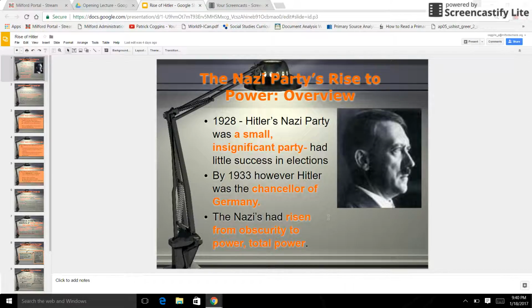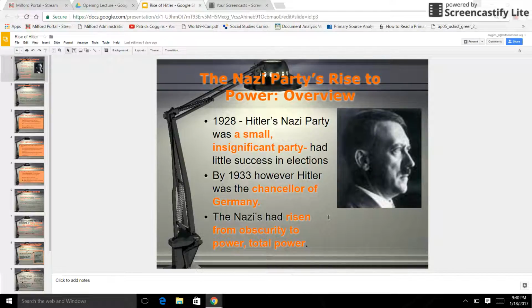I'm going to walk you through the material. I'm not going to say everything word for word, but I'm going to summarize it and give you the main ingredients, the main basis you need to examine these stations that I put together on Schoology. We're going to talk about the rise of the Nazi Party in this PowerPoint and overview.